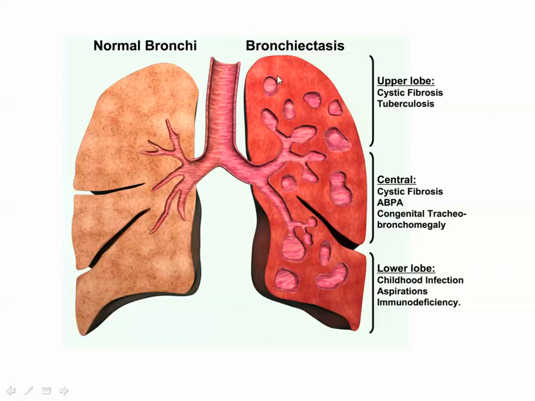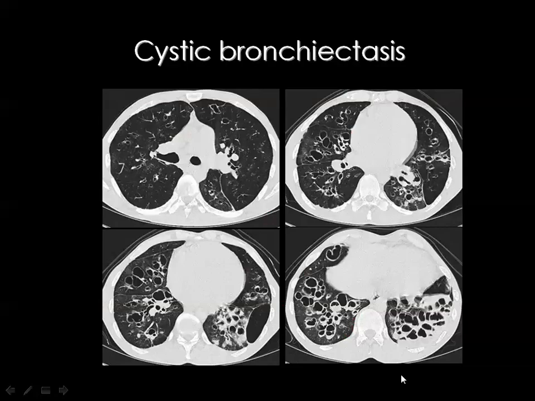Upper lobe bronchiectatic changes are usually seen in cystic fibrosis and tuberculosis. Central bronchiectasis in the middle lung zone, like they are seen also in cystic fibrosis, and allergic bronchopulmonary aspergillosis and congenital tracheobronchomegaly. Lower lobe bronchiectasis are seen in a childhood infection, aspiration pneumonias, and immunodeficiency.